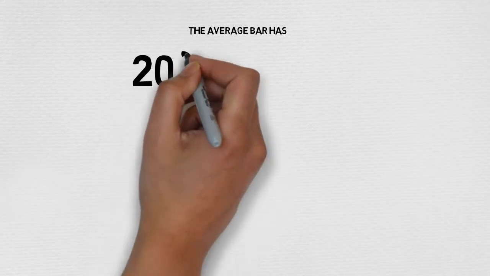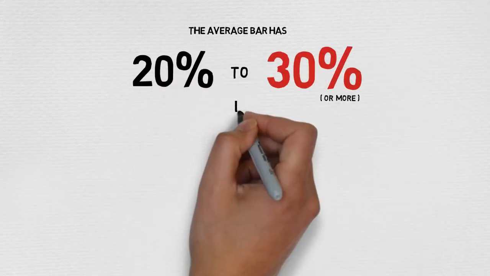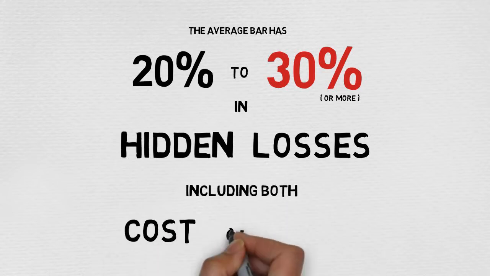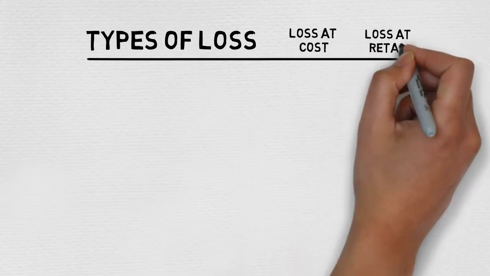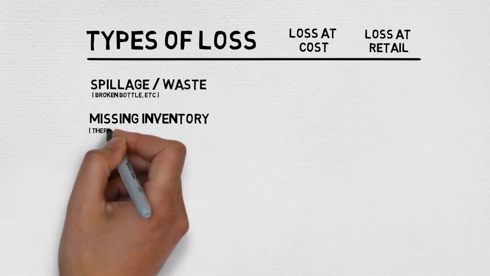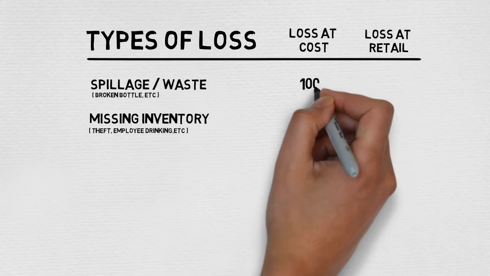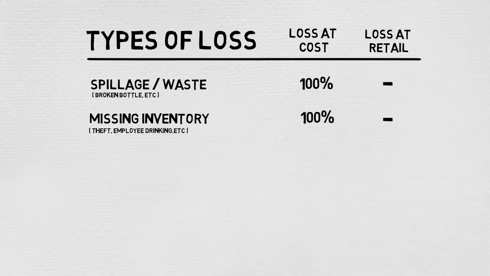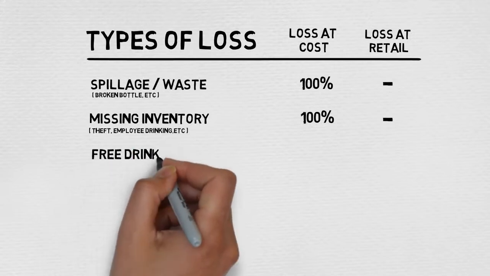The average bar has 20 to 30% or more in hidden losses. Some of that loss comes at cost, but some of it is at retail. Let me show you what I mean. Let's say someone breaks a bottle or there's missing inventory. That loss is at cost, or what the bar would have to spend to replace the product. It's pretty straightforward.